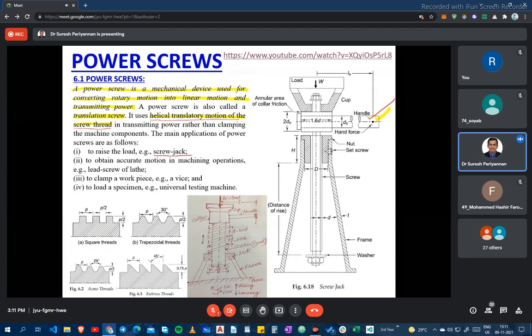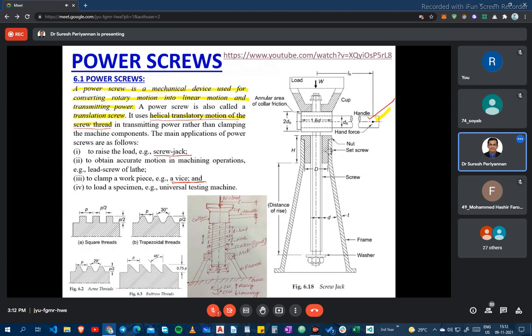When you engage the lead screw, automatic feed can be given to the carriage in the lathe machine, right? There we are using the lead screw. That lead screw also comes under the category of power screw only. And to clamp the workpiece, we use the machine vise, and in the machine vise we are using a power screw.